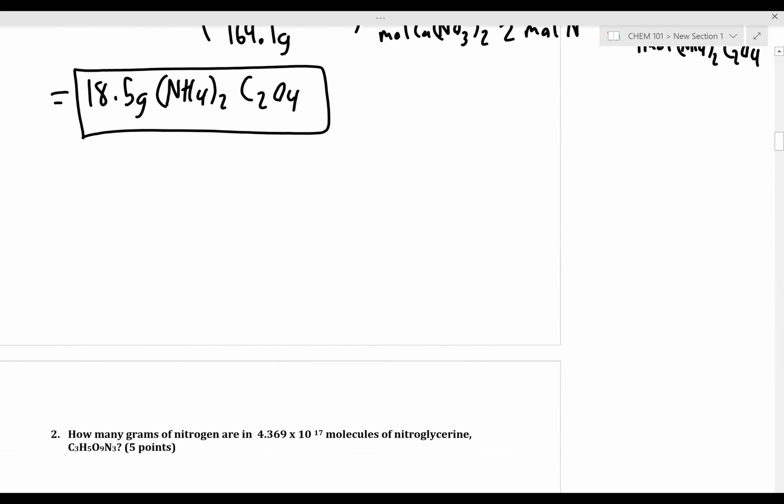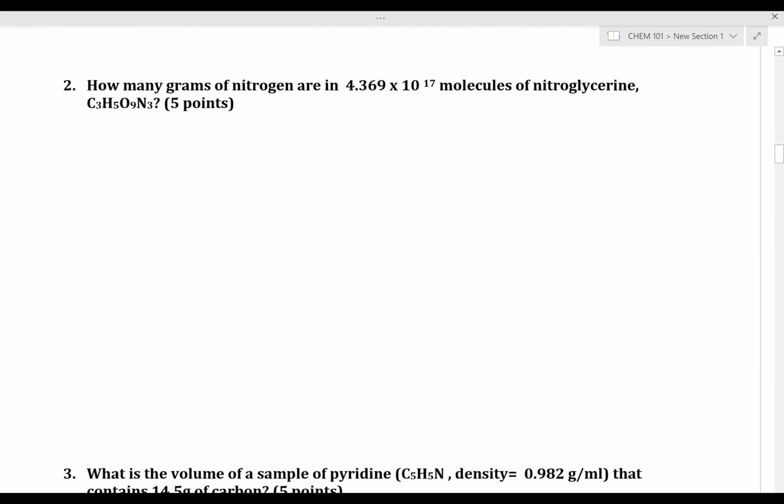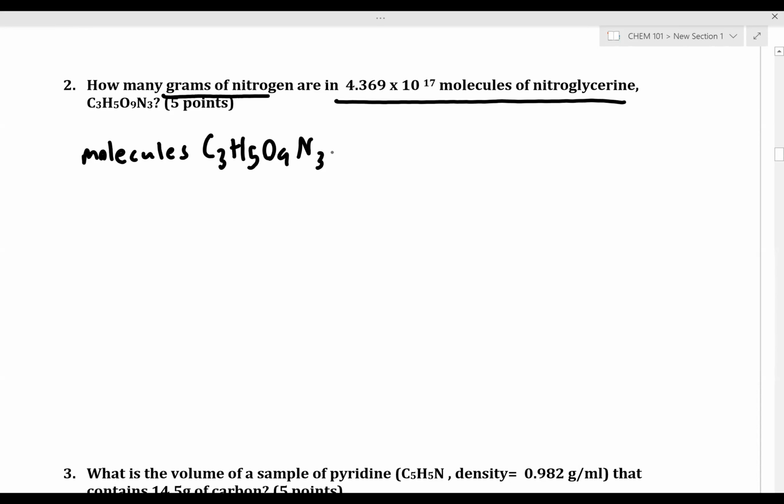Let's keep going then. In this next problem, it's asking how many grams of nitrogen are in this number of molecules of nitroglycerin. So we're going to go from molecules of nitroglycerin. And in the end we want to report grams of nitrogen. How are we going to get grams of nitrogen? Where do we calculate mass from? Periodic table and what other quantity?